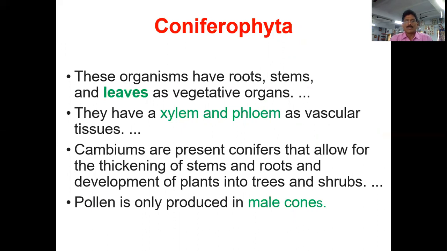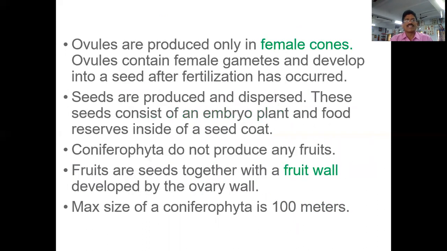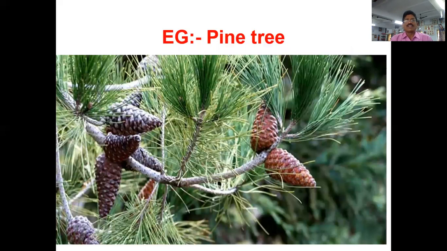The body has male cones and female cones. The ovules are produced only in the female cones. The seeds are produced and dispersed. The Coniferophyta do not produce any fruit. A fruit is a seed together with a fruit wall developed from the ovary wall. They grow to a maximum of 100 meters. So as an example, this is a pine tree. These are the cones and these are the leaves. This is a pine tree.